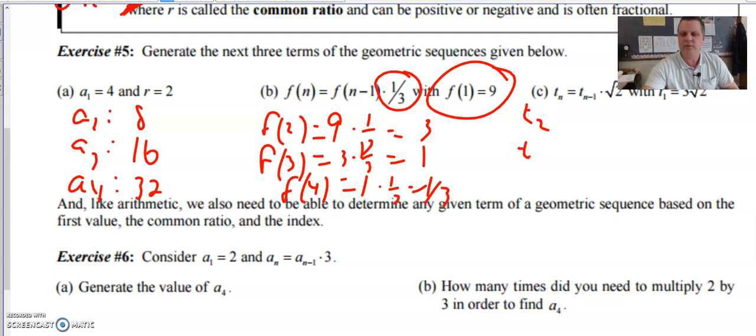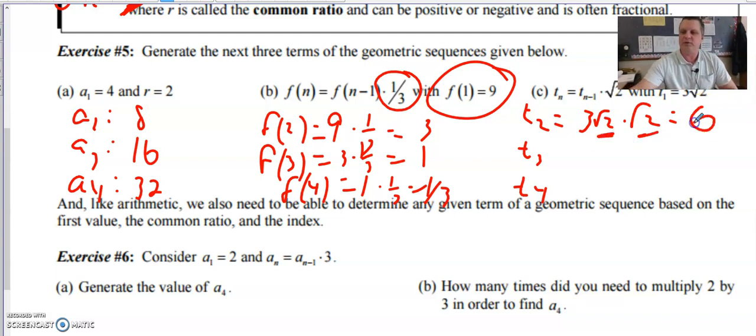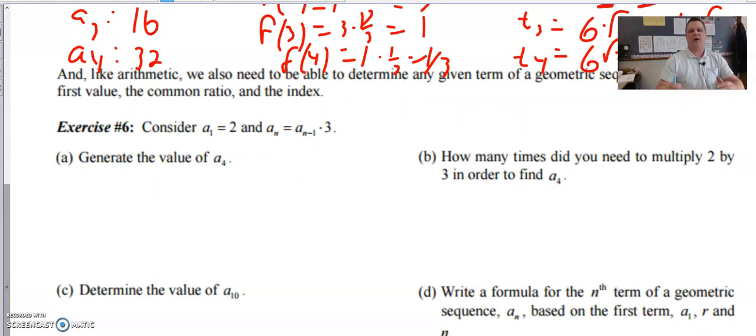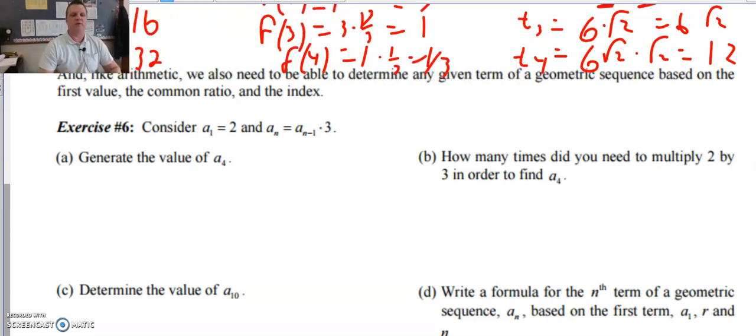So T2, T3, T4. We take the previous term, 3 root 2, times root 2. You'll always be able to use your calculator, luckily, because root 2 times root 2 is just 2, times 3, which gives you 6. Then I have 6 times root 2, which is just 6 root 2. And then 6 root 2 times root 2 is 12. Again, put it all in your calculator. You're just using the previous term. I know we took the time last class to show every single step, but I don't really need to see that anymore. We can just go right through it and use the previous term.